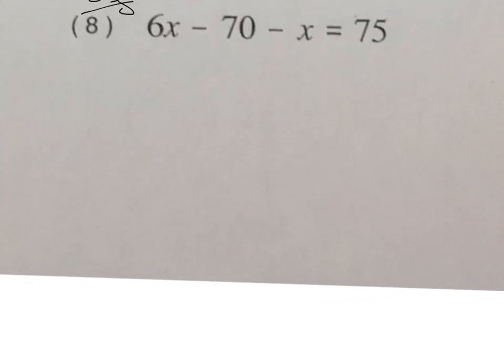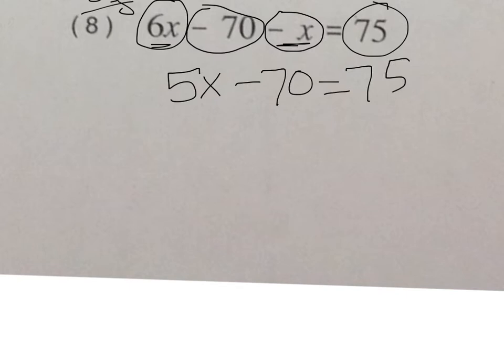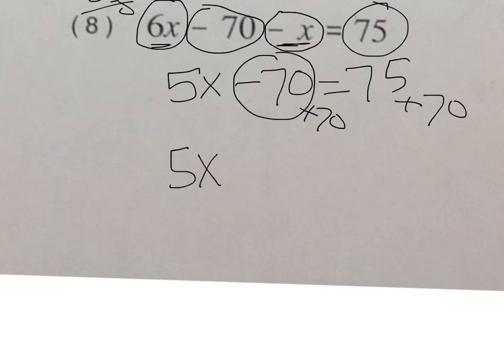Last one. All right, so we have a positive 6x, a negative 70, a negative x, and a 75. Okay, if I have 6x's here, and I have a minus 1x here, I put those together, I get 5x minus 70 equals 75. Now, I want to get rid of this 70, and it's minus 70, so I'm going to do the opposite, plus 70. If I do it on one side, I got to do it on the other side. Keep it equal. 5x minus 70 plus 70 is nothing, equals 70 plus 75, which is 145.